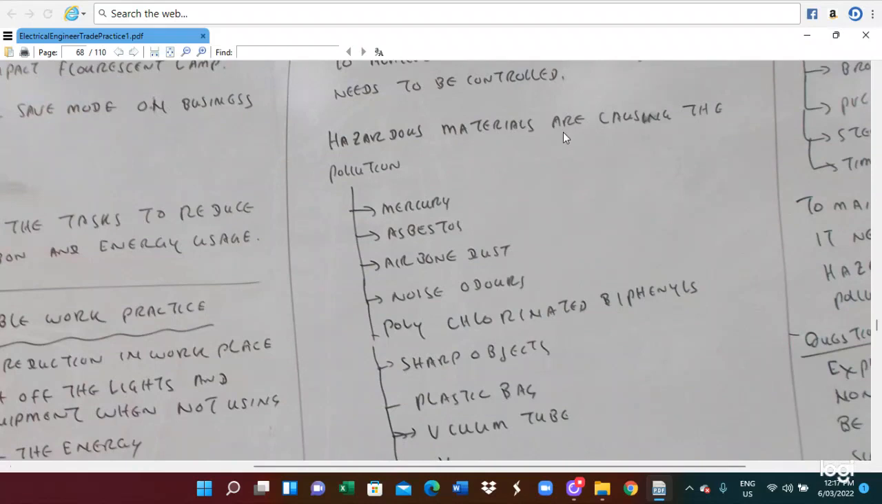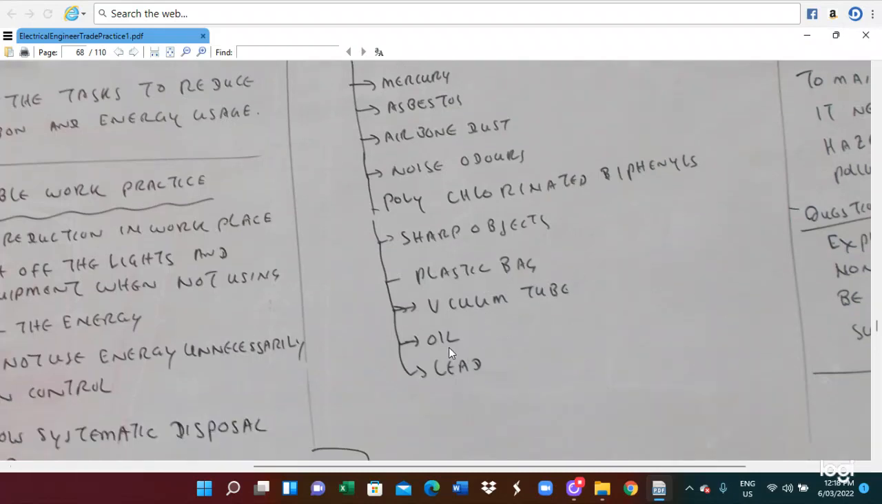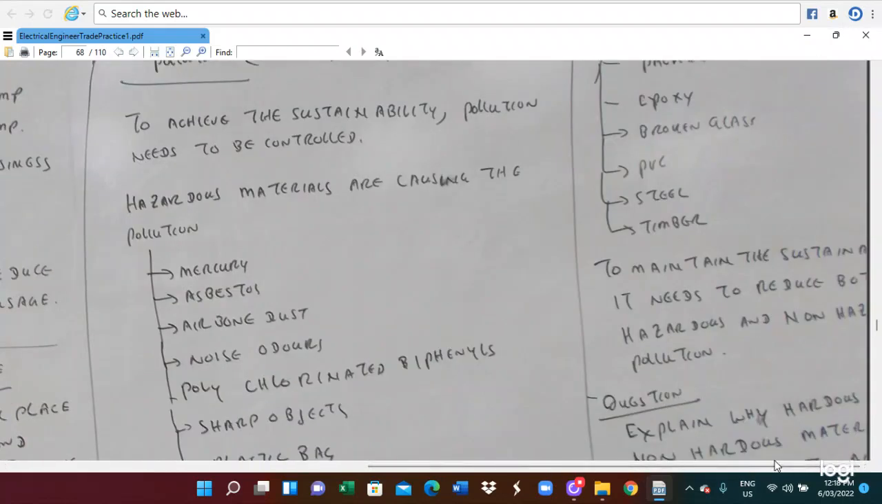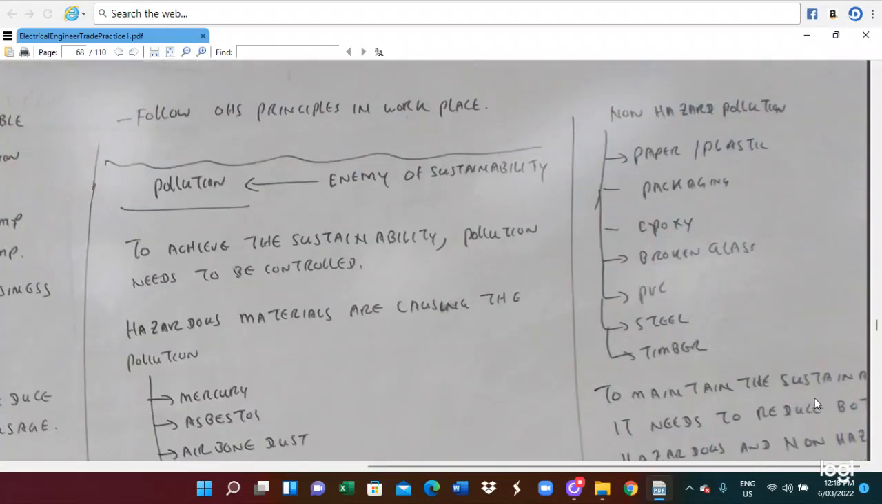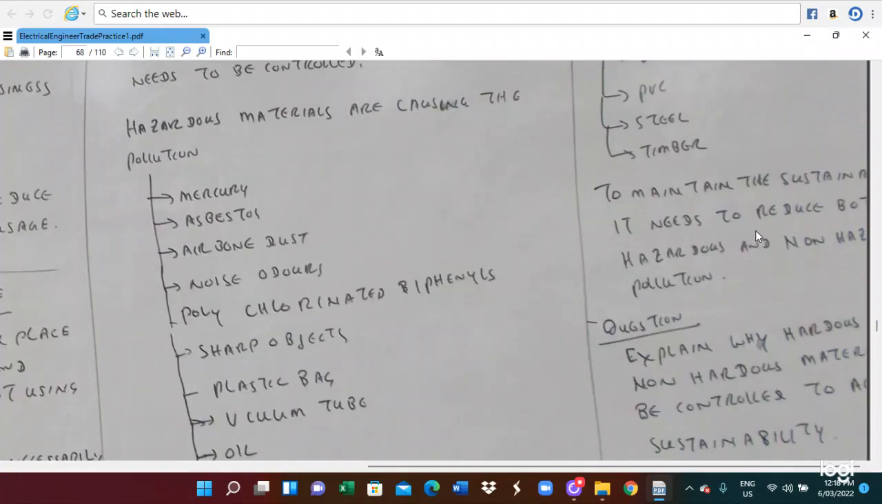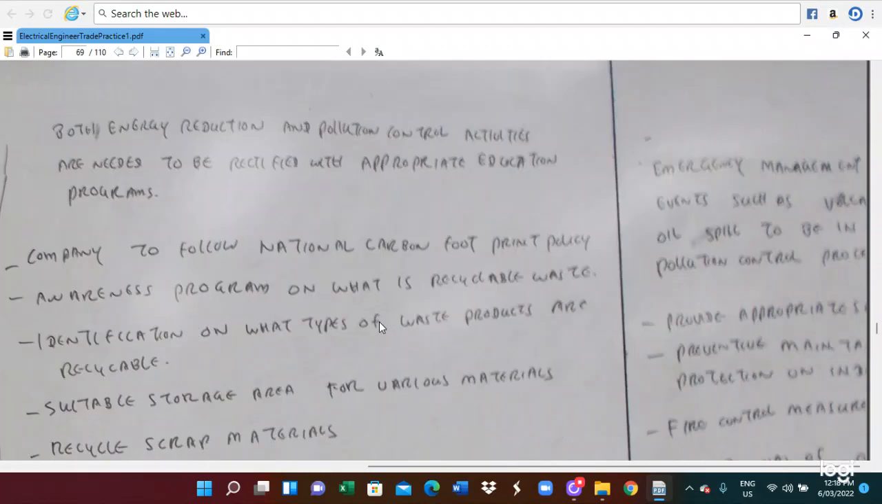The hazardous materials causing pollution are mercury, asbestos, airborne gas, noise, odors, polychlorinated benzene, sharp objects, plastic bags, and so on. Those are components of hazardous materials. Non-hazardous pollutants are paper, plastic packaging, epoxy, biogas, PVC, timber, and steel. So we have to maintain the sustainability.